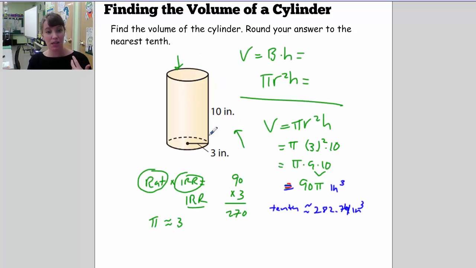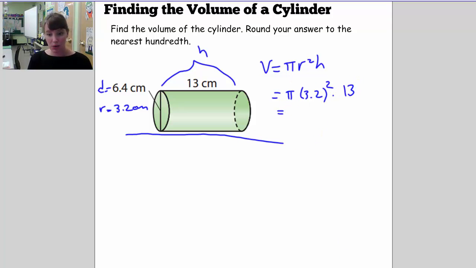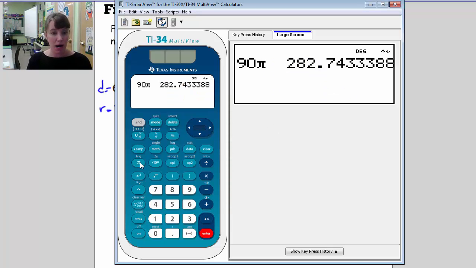In the last example, they gave you the radius. In this example, the line goes across the entire base, indicating that 6.4 is actually the diameter. So to get the radius, you would divide by 2 to get 3.2 centimeters. And so our volume is equal to pi times 3.2, which I'm going to put in parentheses and then square. My height is 13 centimeters. Let me pull out the calculator. So I have pi times 3.2 squared, times 13.